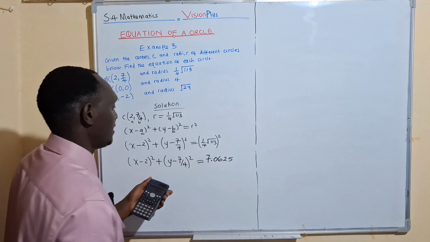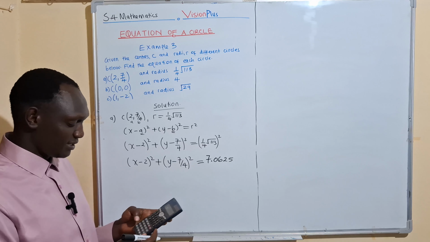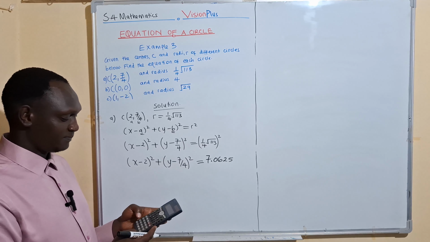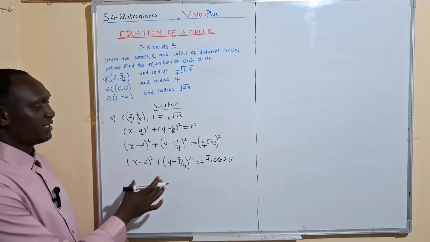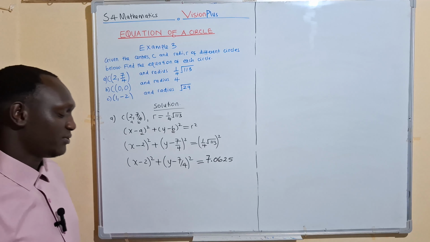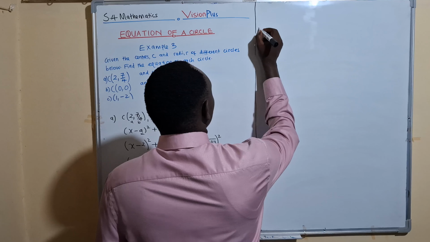7.0665. That is the square of the radius. Let me confirm again. (0.25√113) squared. Yes, it is correct. So this is the answer for part A. That is the equation of the circle with that center and the radius. And then going to part B.